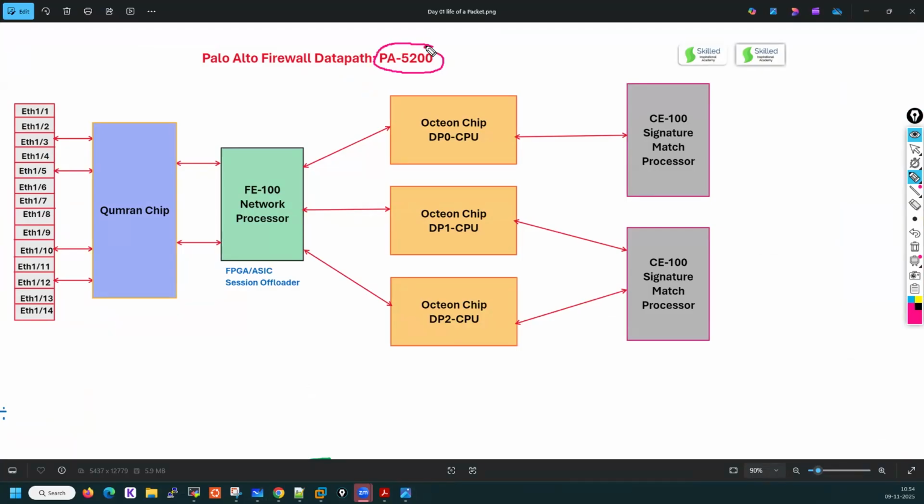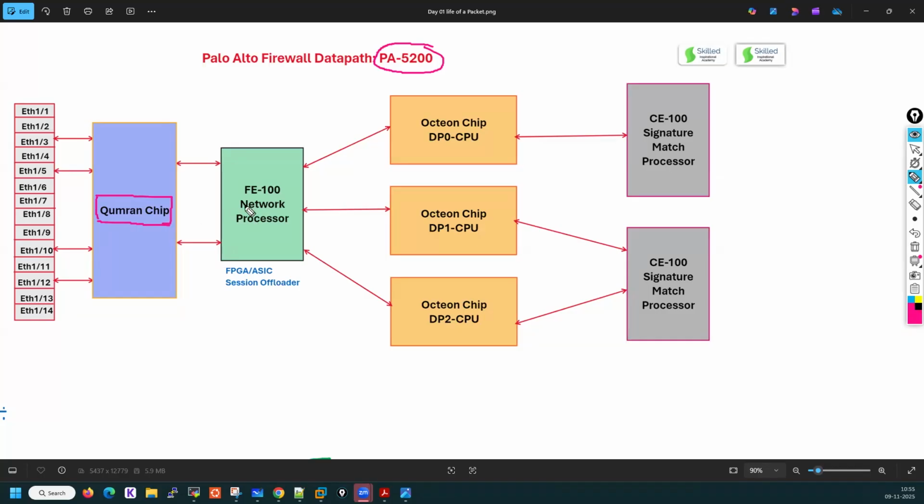5200 series of the second generation box. In 5200 series boxes, basically your Marvel or Petra chip is replaced by the Qumran chip. What was the chip name now? What is the name of the switch fabric, or the interface fabric where our ports are connected? It is the Qumran chip.